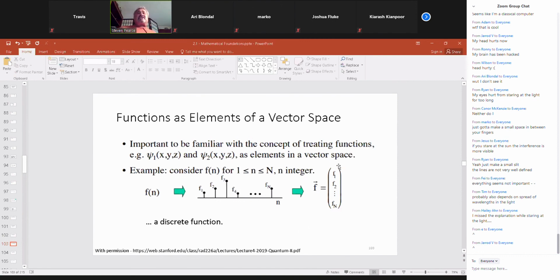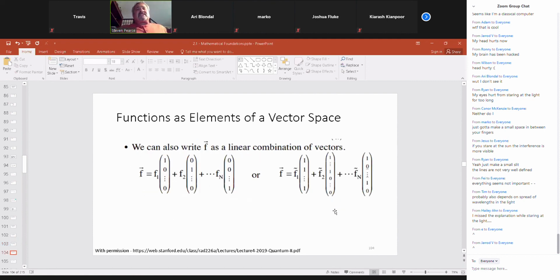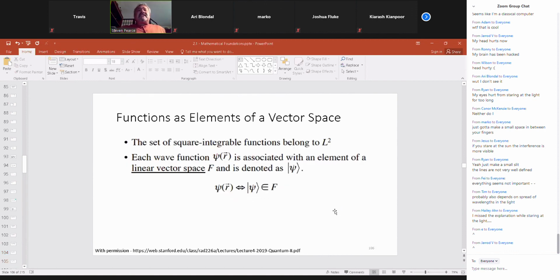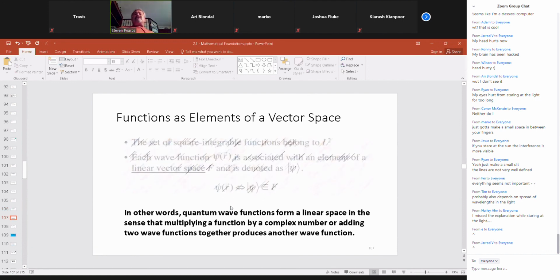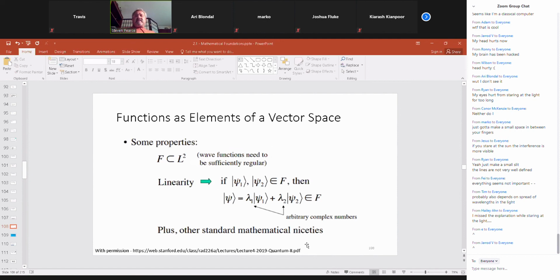If we have discrete functions, we can set it up in a vector form like this. What do we do about continuous functions? Here, this is discrete, so we've got nothing to worry about. Well, if it's continuous, all we do is simply make it a complete vector space. Each wave function is associated with an element of a linear vector space F and is denoted by this ket notation, so that these are logically equivalent. In other words, quantum wave functions form a linear space in the sense that multiplying a function by a complex number or adding two wave functions together produces another wave function. And that's what we mean here.